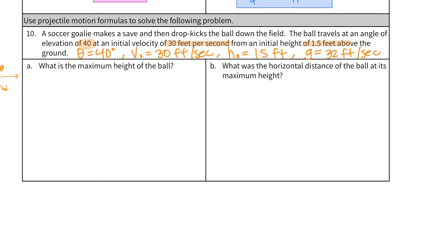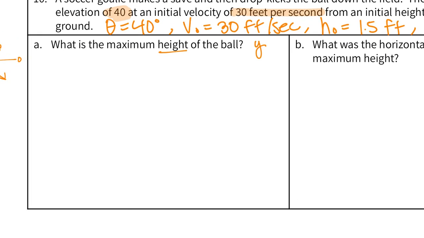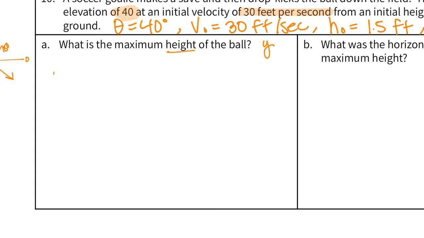So since we're talking about height, that is going to be the y equation. If you look through your notes, you'll be able to see an equation format. It's y equals t, your initial velocity, so 30, sine of the angle, so sine 40, then minus 1/2 g, so half of gravity is 16, t squared, plus your initial height. So that equation there will tell me the height of the ball at any given time.